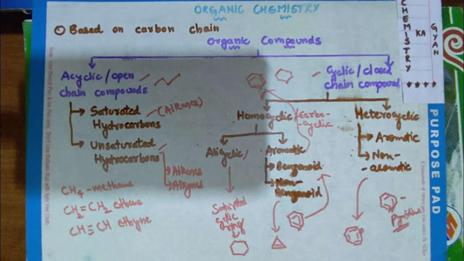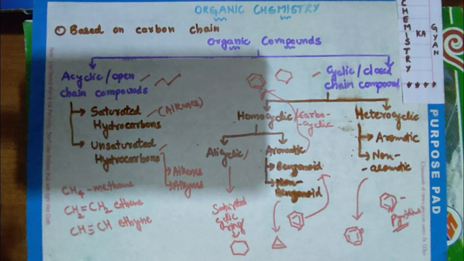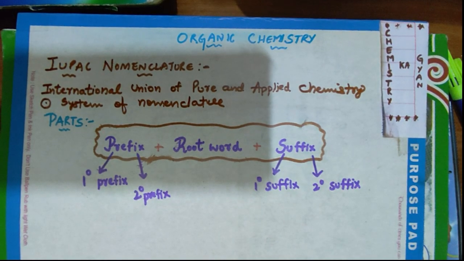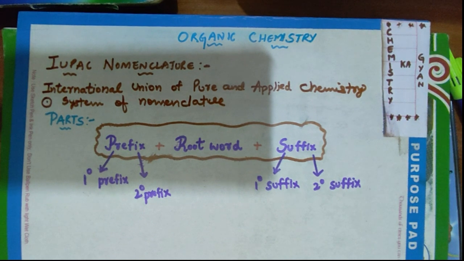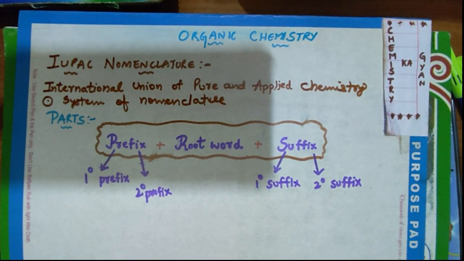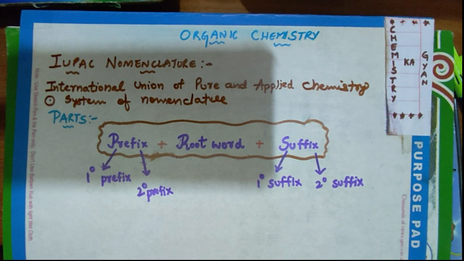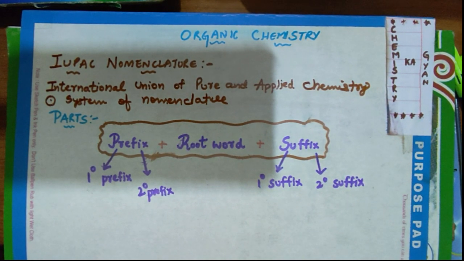In the next part, I will be explaining the IUPAC nomenclature: how to start, what the components are, and what the rules and regulations of it are. Okay, now let us see what is IUPAC nomenclature. IUPAC's full form is International Union of Pure and Applied Chemistry.